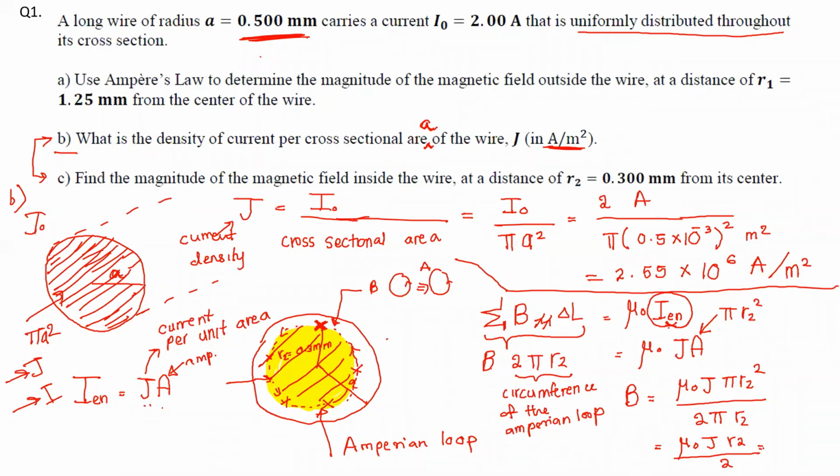So you can substitute the values into this equation. J is 2.55 times 10 to the power 6. R2 is 0.3 millimeters. Once you do that, this is the answer I got, so you can do it and check if you get the same thing: 4.8 times 10 to the negative 4 Tesla.